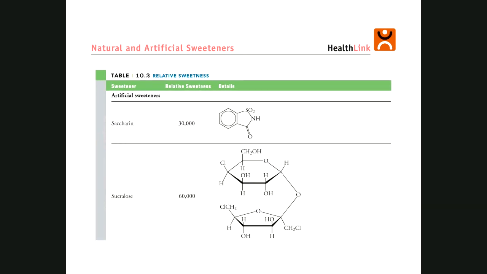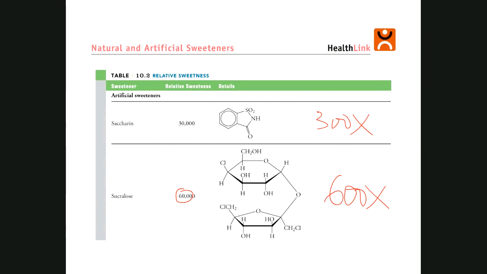So the next one is the pink stuff. This is saccharin. Saccharin is 300 times as sweet as sugar. So you really need a smidgen of this stuff to trigger your taste buds. And the one at the bottom is 600 times as sweet as sugar. What do you notice about the structure of this compound? This is the yellow stuff.